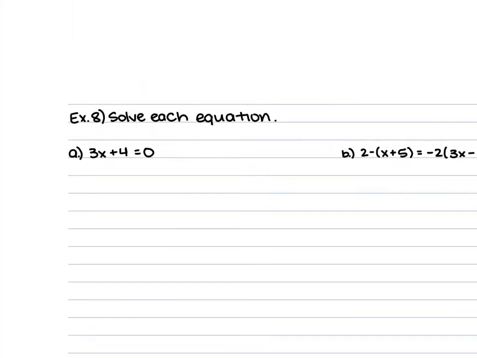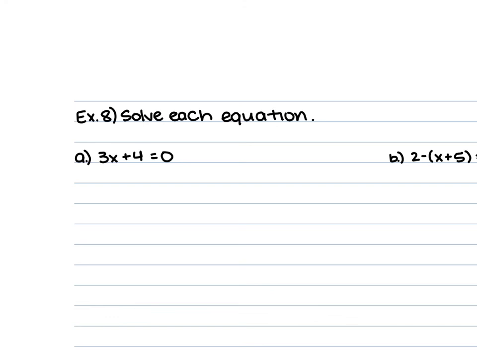For our last set of examples, for 8a, we have 3x plus 4 is equal to 0. So I'm going to just add that 4 to both sides. I get 3x is equal to 4. Then we divide each side by that 3. So x is equal to 4/3.